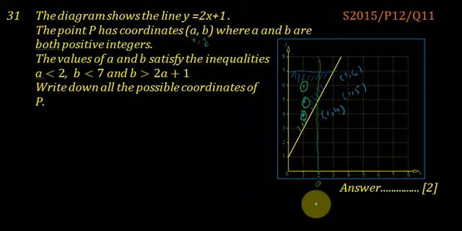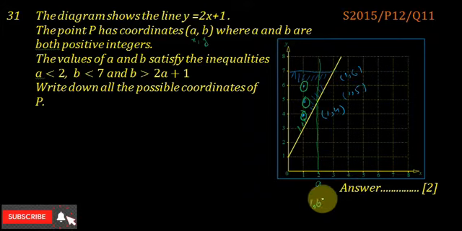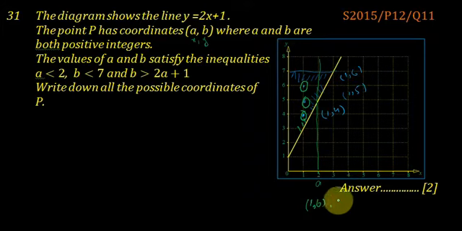So we can write the coordinates (1, 6), (1, 5), and (1, 4). So these three coordinates may be the point P.